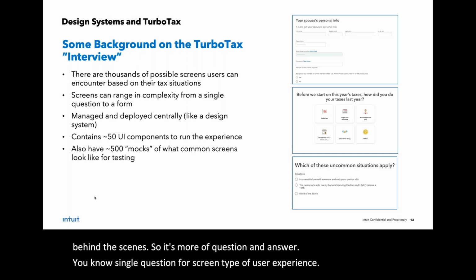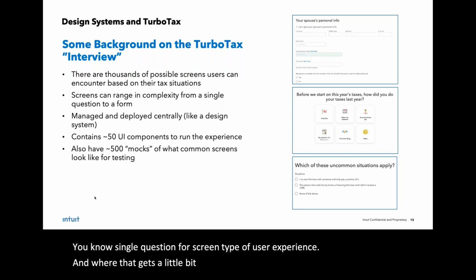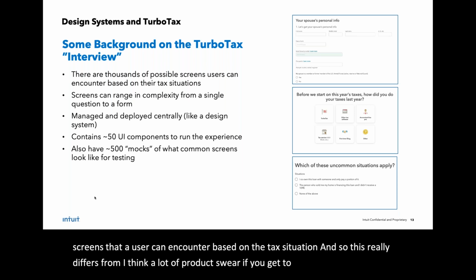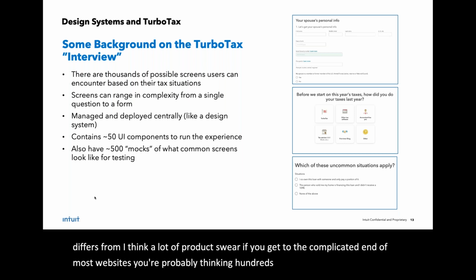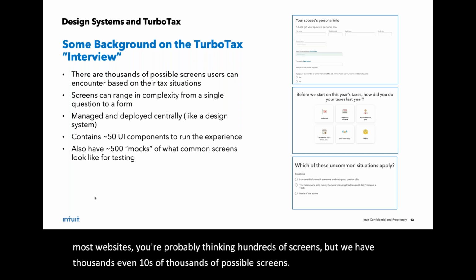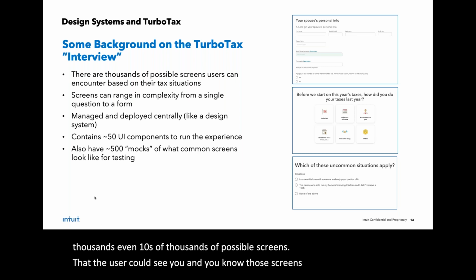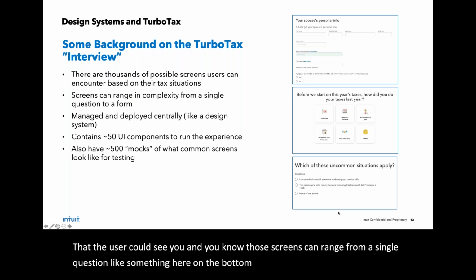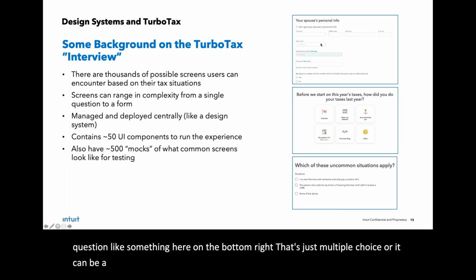And where that gets a little bit complicated is there are thousands of possible screens that a user can encounter based on their tax situation. And so this really differs from, I think, a lot of products where if you get to the complicated end of most websites, you're probably thinking hundreds of screens, but we have thousands, even like tens of thousands of possible screens that a user could see. And those screens can range from a single question, like something here on the bottom right that's just multiple choice, or it can be a piece of a form, like personal info up above.